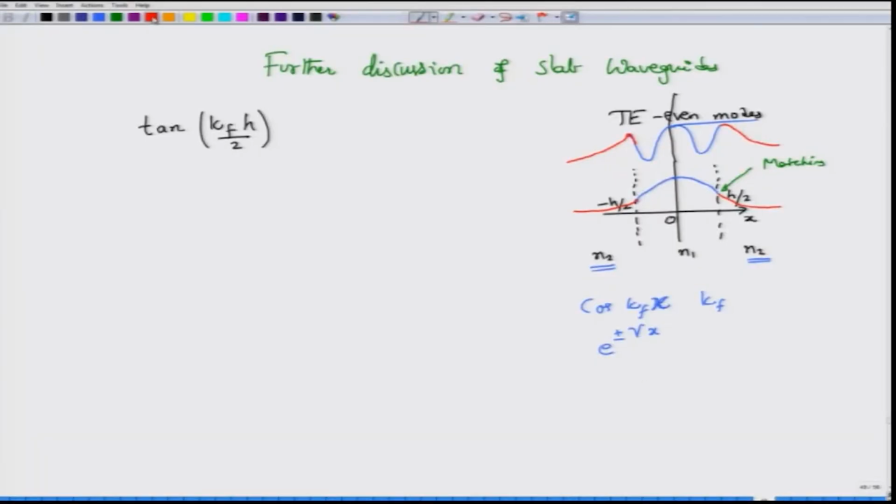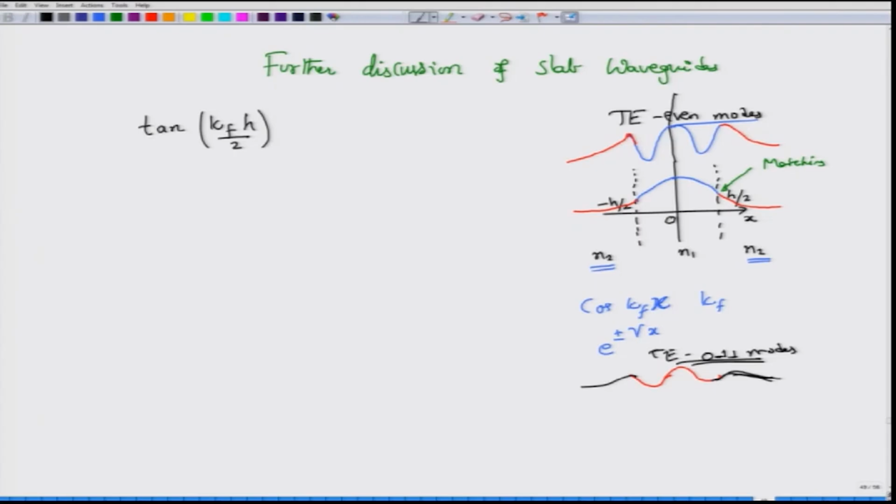The odd modes would essentially be like a sine kappa f x, right. So, they would actually go like this. So, you have the odd one, and then outside it would decay in the substrate as well as in the cover region. So, this would be the TE odd modes. I am not nice in sketching all these things, but it is essentially cosine and sine functions. Outside it is the exponentially decaying functions.